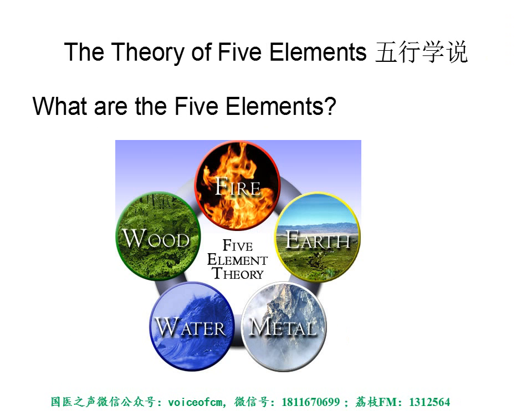Okay, let's move to the new part, the Theory of Five Elements, 五行学说. So what are the five elements? From the picture you can see, the five elements mean the fire, the earth, the metal, the water, and the wood. We call them the five elements theory.